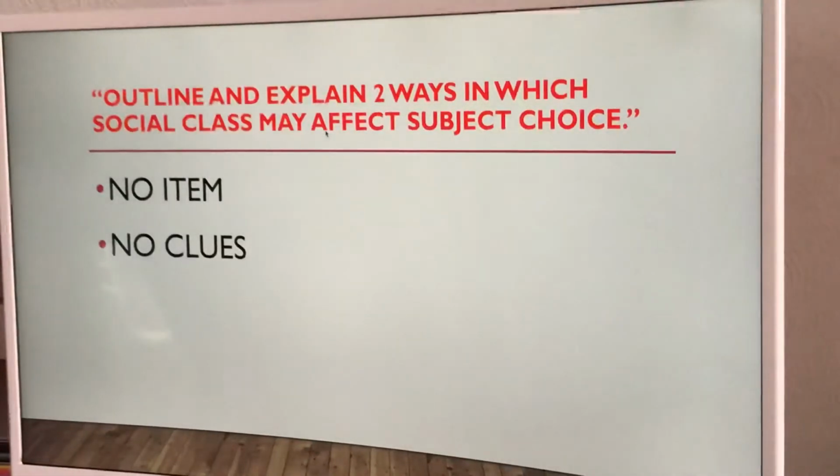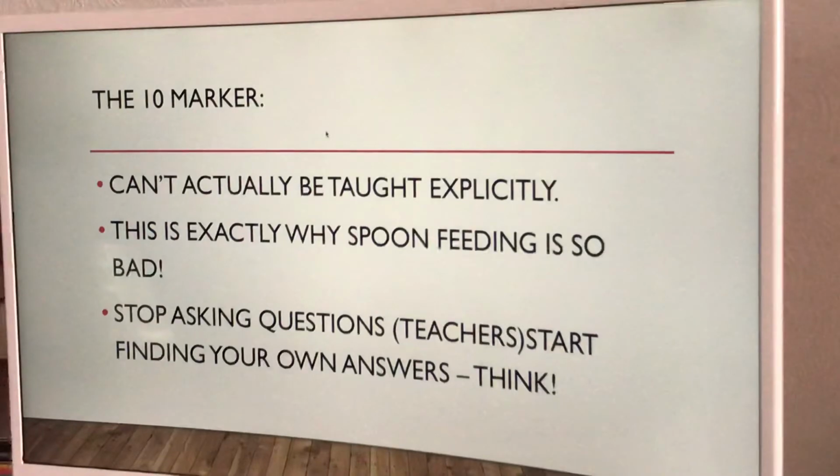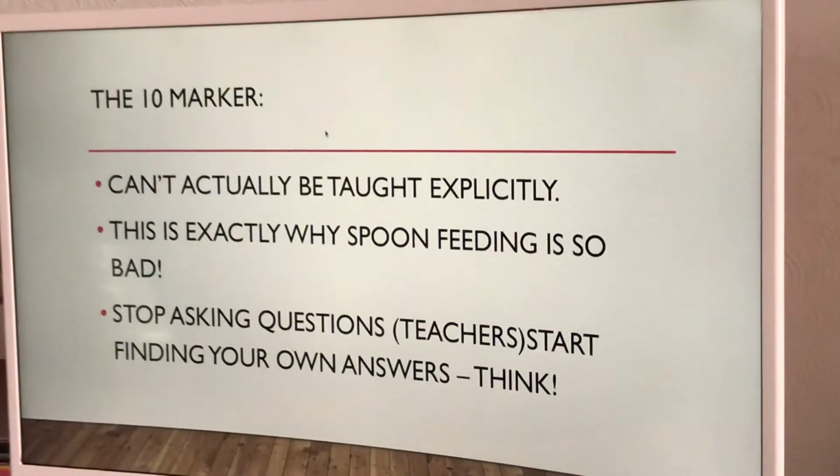I know this one was quite difficult, and the one that you had in education was: outline and explain 2 ways in which social class may affect subject choice. Now, a lot of you were stumped by this, even though I had warned you it could go across a couple of topic areas. The problem with this 10 marker, and the trend that I'm beginning to see, is, firstly, we know that there's not an item, so you won't have any clues as to how to answer the question. So actually, if you look at the 10 marker, this can't be taught explicitly.